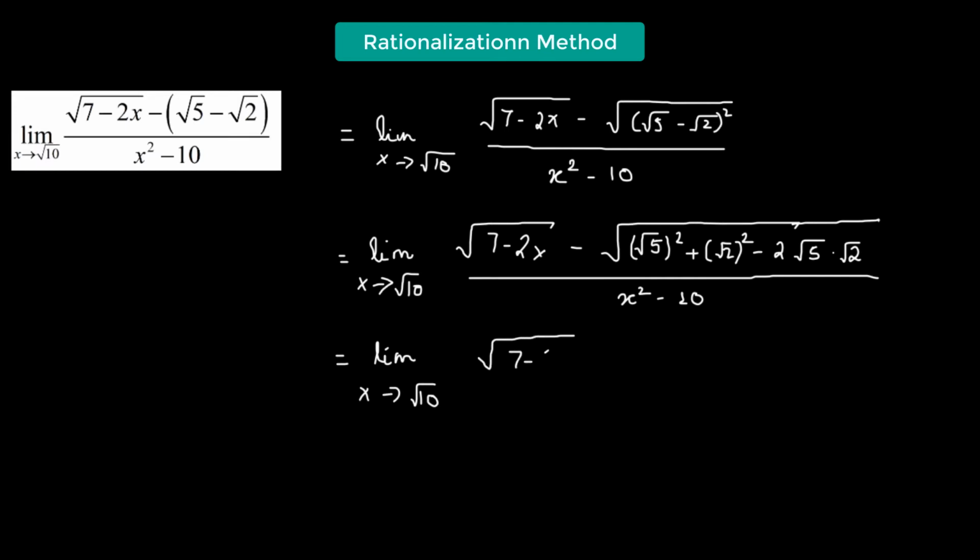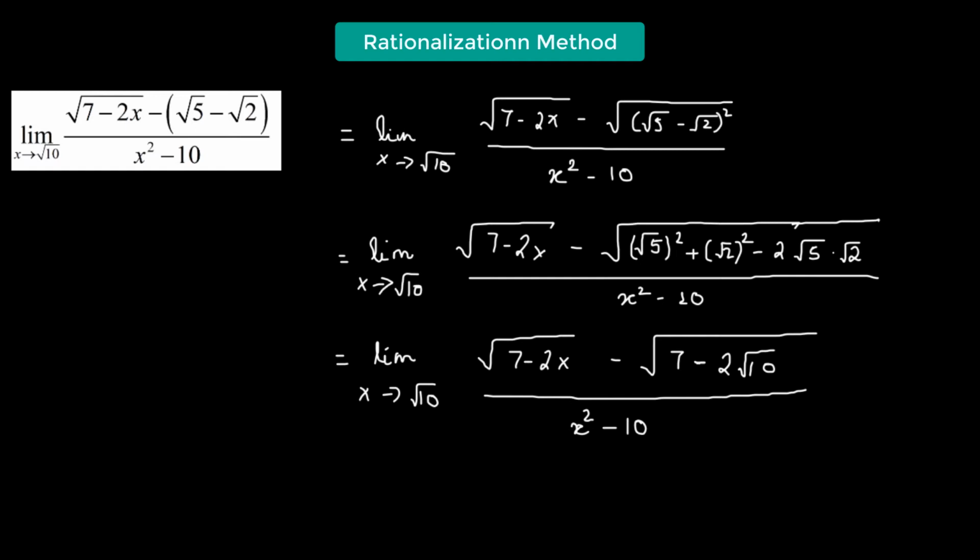7 minus 2x minus, now here we have the square root of 5 squared, which will be simply 5, added to the square root of 2 squared, which is 2. So 5 plus 2 will give us 7 minus 2 times, we can multiply the numbers within the square roots, so that will give us 5 times 2, which is 10, divided by x squared minus 10.